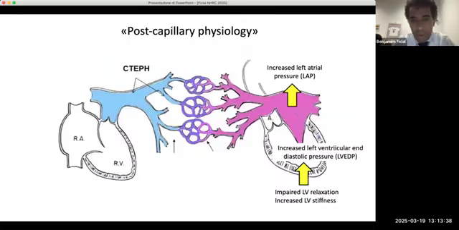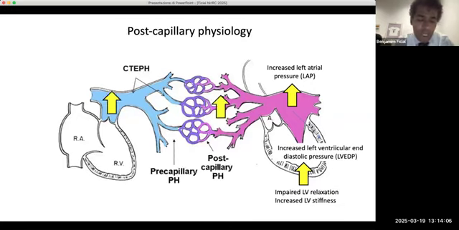So the so-called post-capillary physiology is a well-established concept in adult medicine. We know that reduced LV relaxation and compliance lead to a higher left ventricular end diastolic pressure and increased left atrial pressure, causing post-capillary hypertension. This results in pulmonary venous congestion and pulmonary edema. Over time, it can progress to overt pulmonary arterial hypertension and eventually right heart failure.